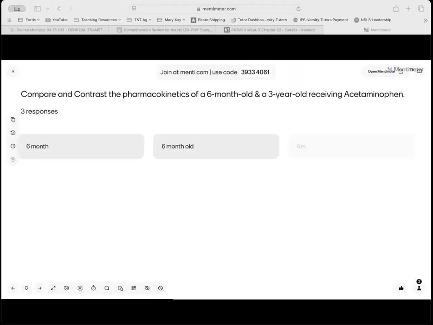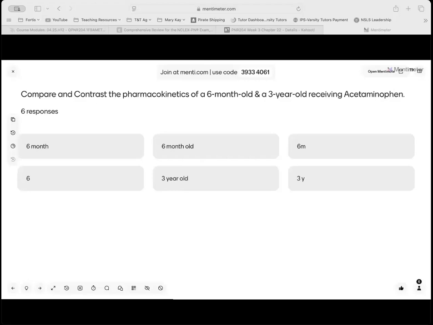The 6-month-old? Actually, the 6-month-old is going to be slower. Because we have an immature GI tract, we have slower gastric emptying. We have a variable pH. That plus our intestines being smaller is going to affect how we absorb the drug. We don't have as much surface area to absorb there.